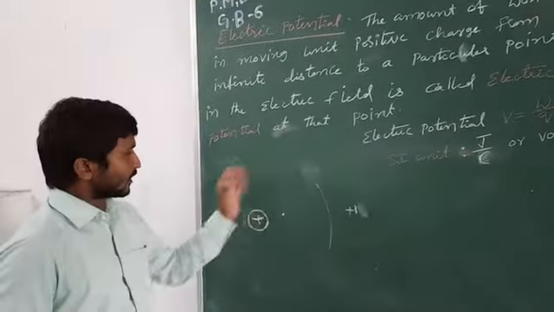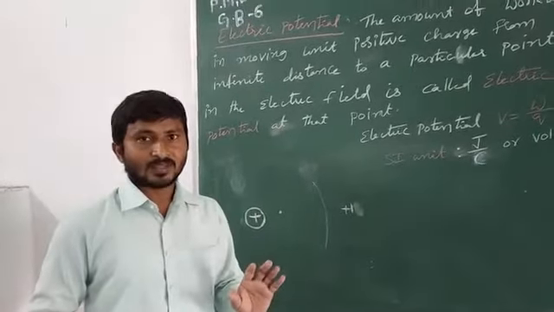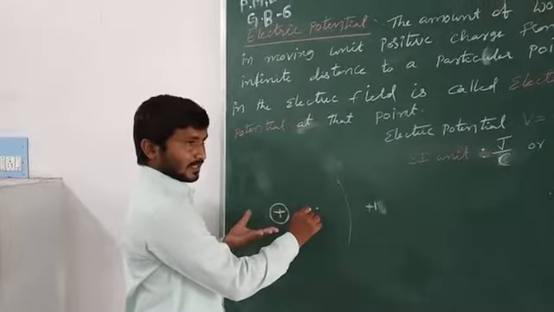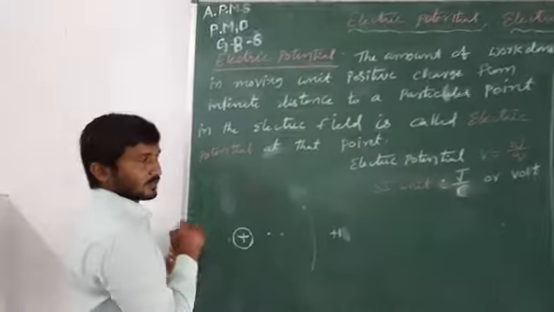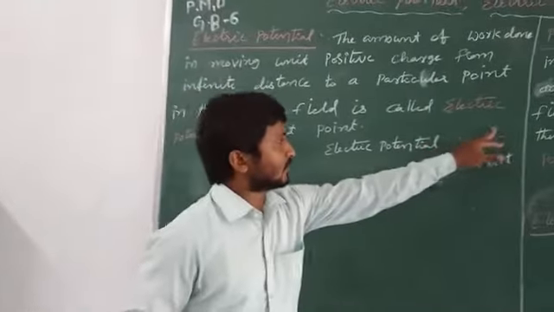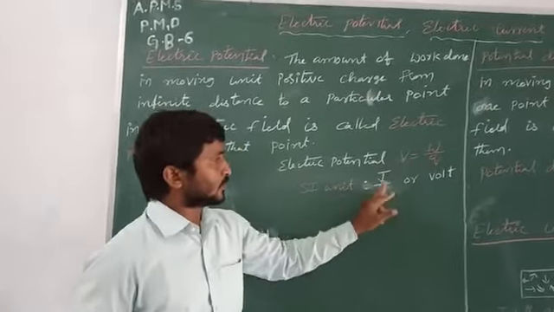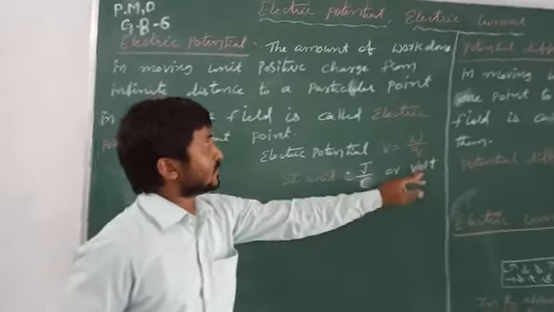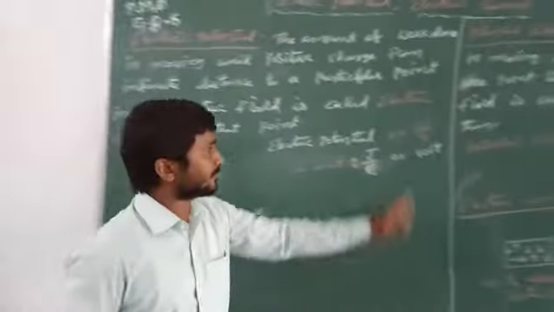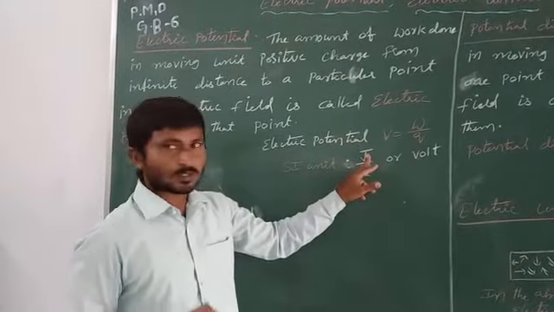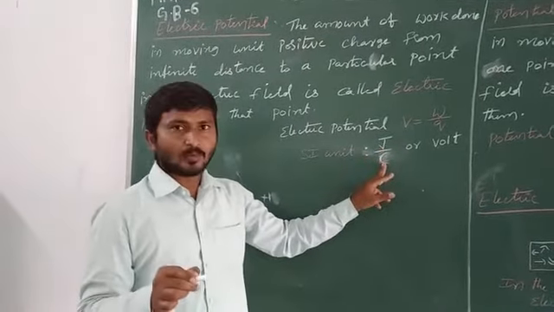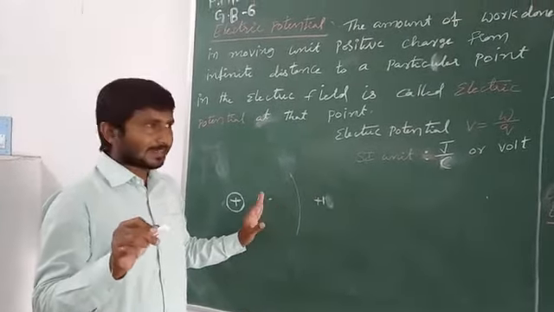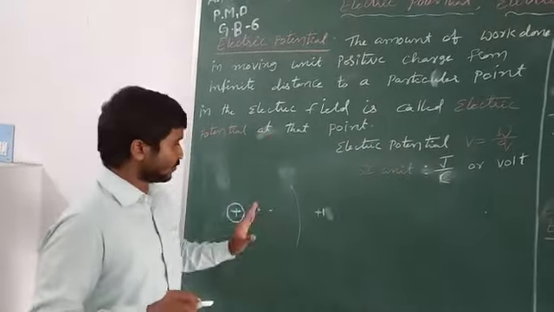Here the electric potential around the charge carrier is not constant. It changes with the distance. Work is measured in joules and charge in coulombs, so the unit is joule per coulomb, or volt. Volt is the SI unit of electric potential, which is defined as: if 1 joule of work is to be done in moving 1 coulomb of charge from infinite distance to a particular point in the electric field, then the electric potential is said to be 1 volt at that point.